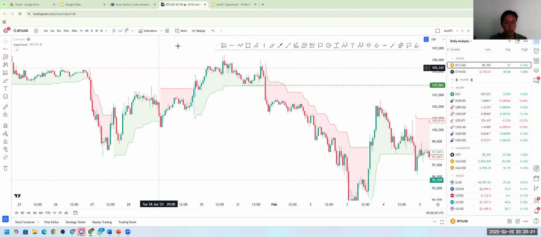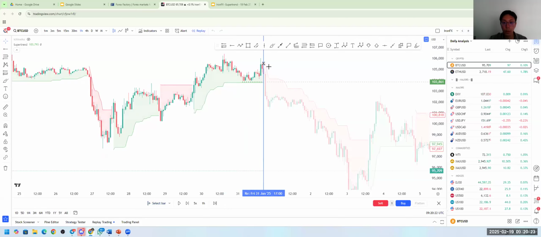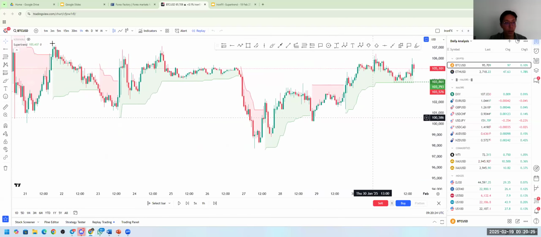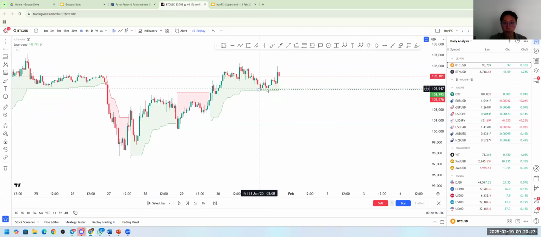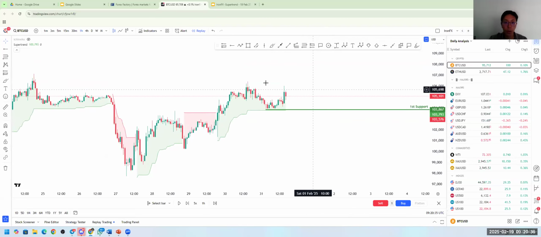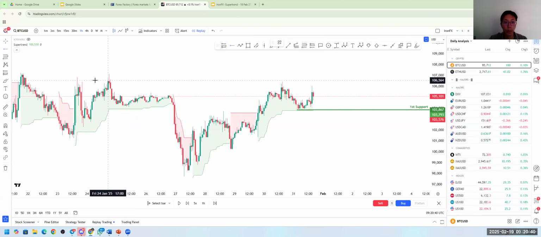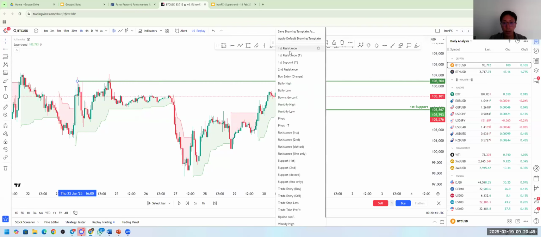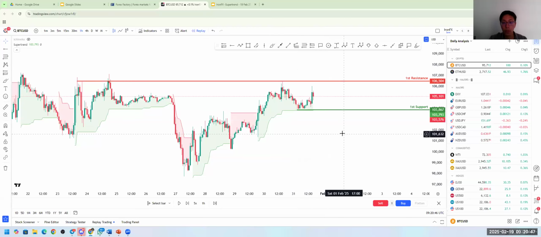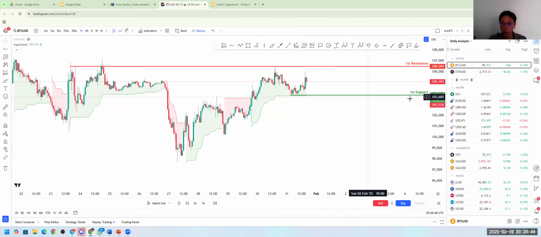Just use this replay tool. Sometimes it's good to have the replay tool so that you guys can see it clearly. Okay, when the candlestick is right here, where is our support? Our support is right here, right? Then we will just mark out our support and resistance levels normally. So this is our resistance line, right? So we'll just normally mark out our first support, first resistance.